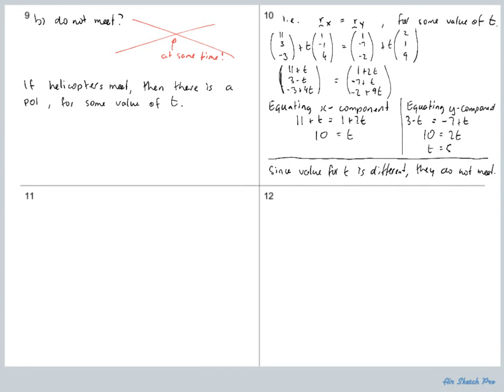So what I might do is I might leave part C as an exercise for you to finish off there, which is simply to find the distance between the helicopters when t equals 10. So you literally just substitute the value of 10 in for t, work out the two resultant vectors at that point, and then work out the distance between them. So it's relatively straightforward, stuff we've done before.